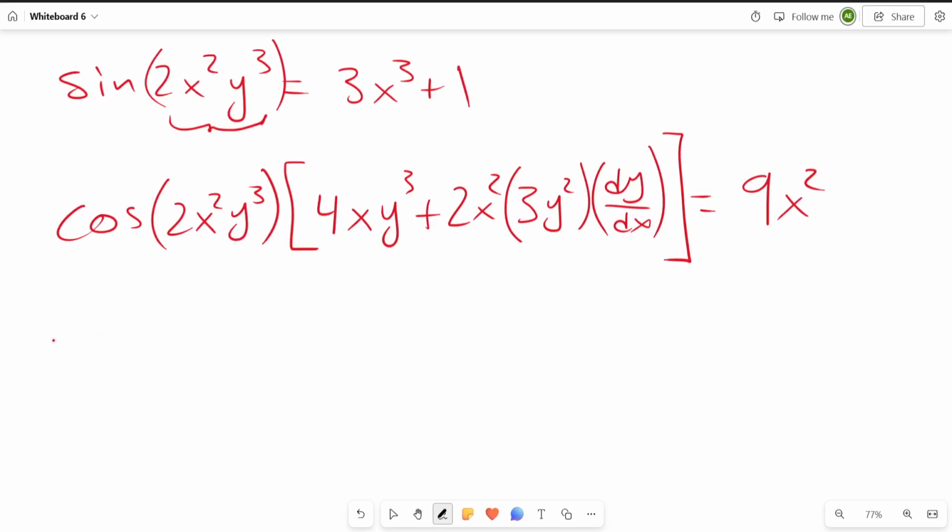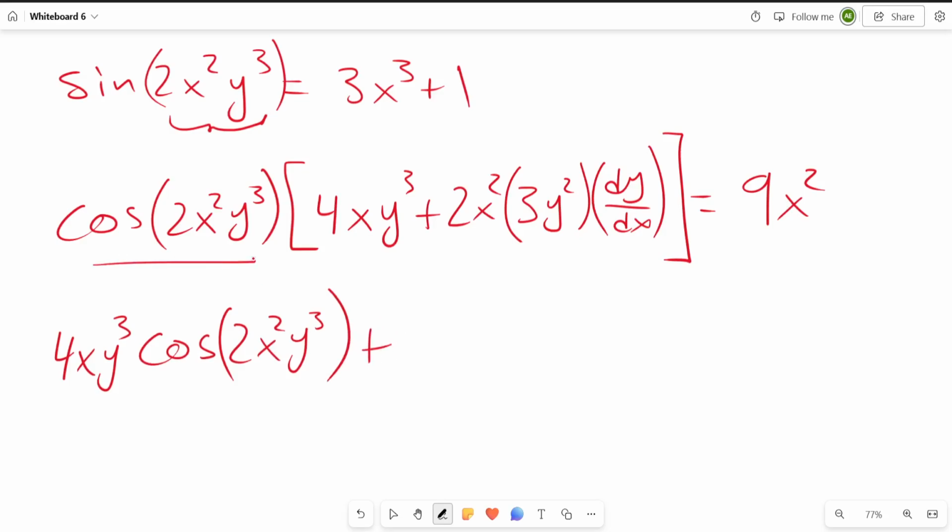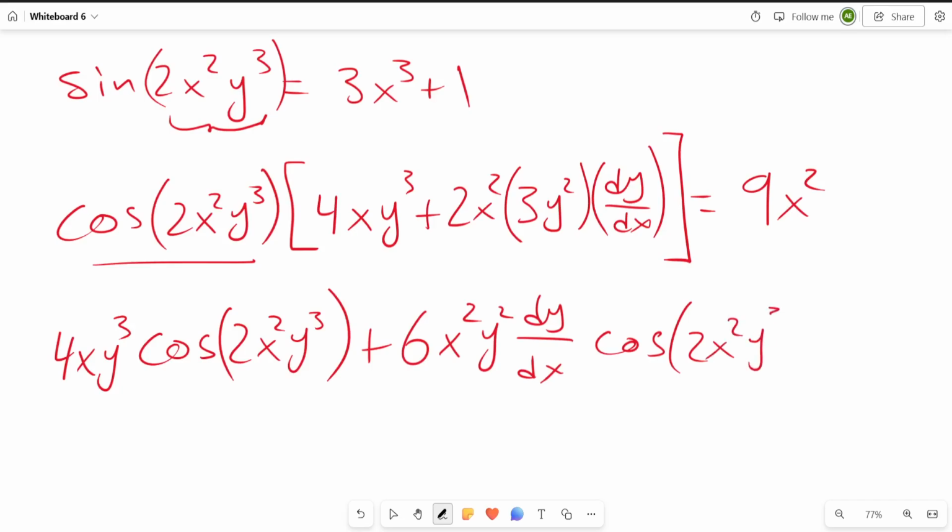So it's going to be 4xy cubed multiplying cosine of 2x squared y cubed, plus this term multiplying this term over here. First of all, I'm going to have 2 times 3, which is 6x squared y squared dy by dx, multiplying cosine of 2x squared y cubed. This is all equal to 9x squared.